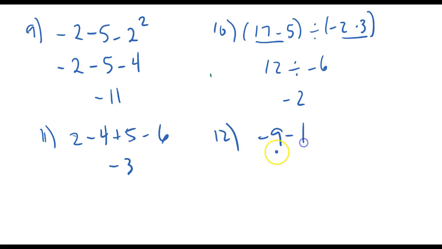All right, now we have what appears to be a fraction. Do the top and the bottom separately, and then we'll talk about what that fraction really means. Negative 9 minus 1 is negative 10. And on the bottom, 5 times negative 1 is negative 5.